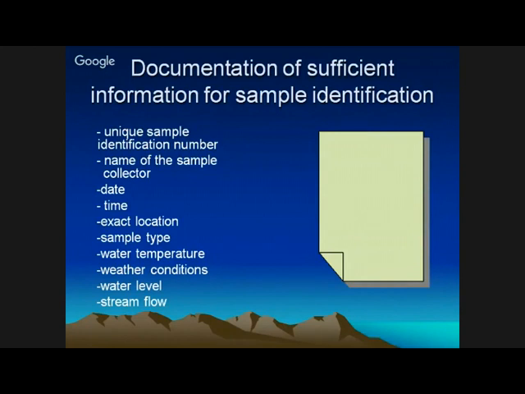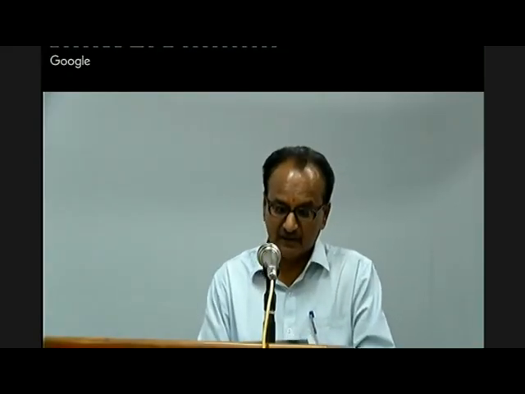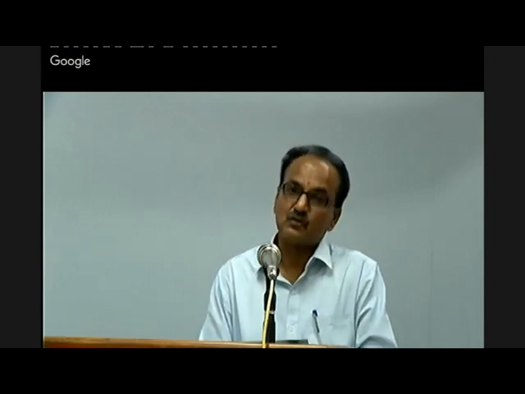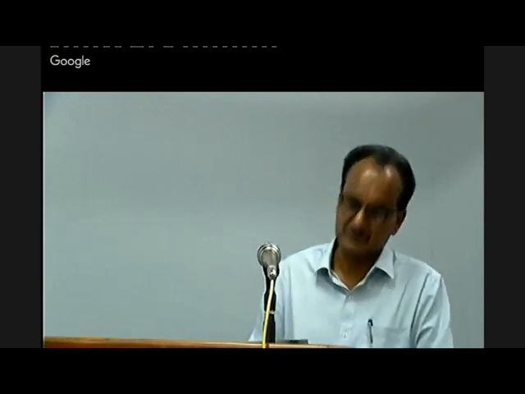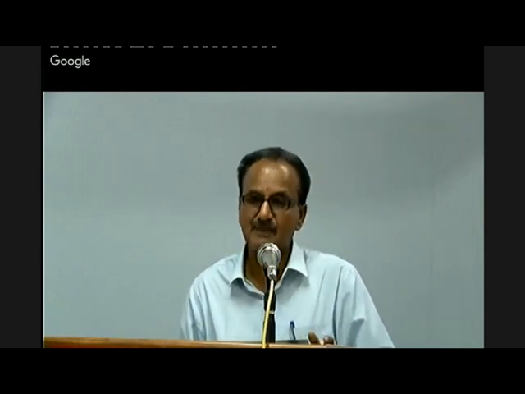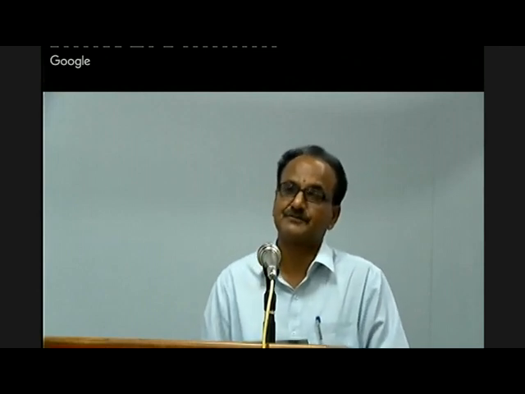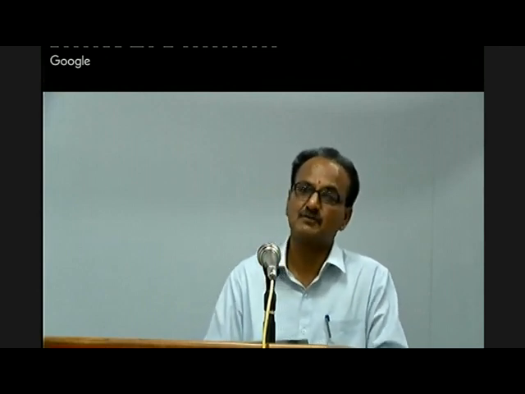Weather conditions, whether it is a rainy season. If it is a rainy season, then dilution has happened, right? Accordingly, you have to indicate whether it was a rainy season or not. And water level, stream flow. In case of rivers or streams, again you have to indicate these parameters. So this is the sampling sheet which should accompany the sample which you have collected from the field.